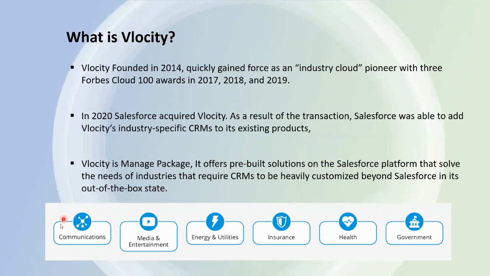As I said, there are many industries in Salesforce: communications, media, energy and utilities, insurance, health, government. Whatever industry you are working in, let's say your project is on insurance, there is also scope for using Velocity. When I say Velocity, consider it as OmniStudio. Both are the same. When Salesforce acquired Velocity, maybe one and a half years back, I believe, they changed the name to OmniStudio. Okay, this is just a high-level background about Velocity.